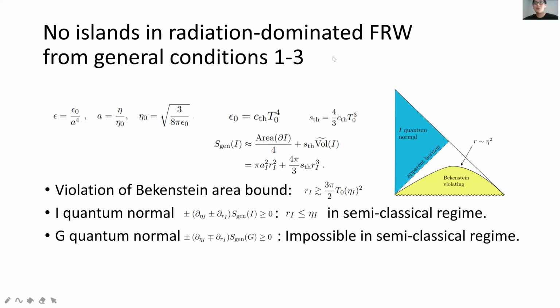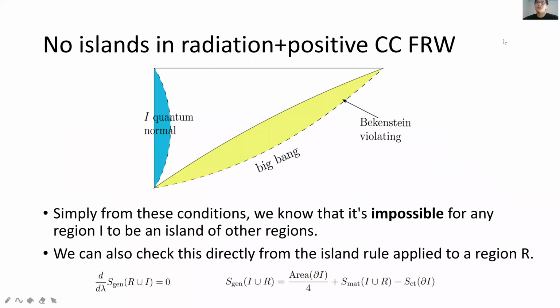You can ask, what if I want to add a cosmological constant? So the first thing we try is we add a positive cosmological constant. Nothing really much changes. You just sort of tilt this diagram a little bit, because now there's a de Sitter part, and it really doesn't change much. And you know that it's impossible because there is no overlap between these three conditions. And simply from these conditions, we know it's actually impossible for region I to be an island for anything else.